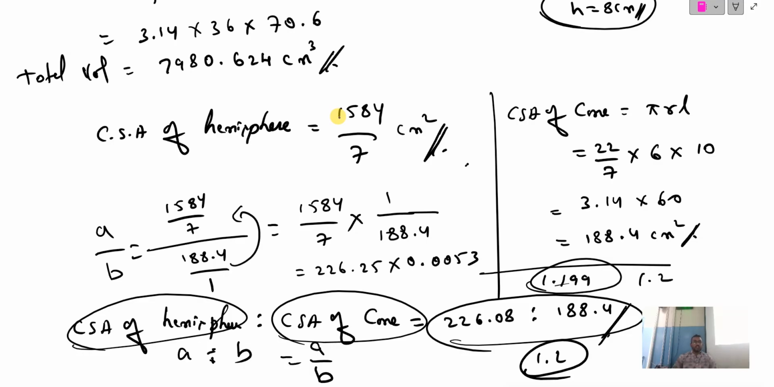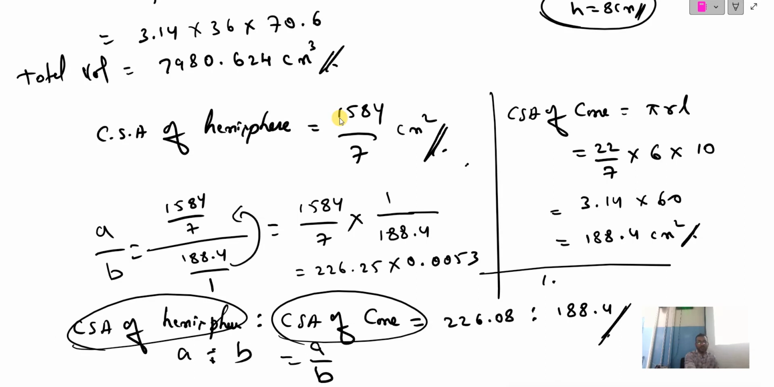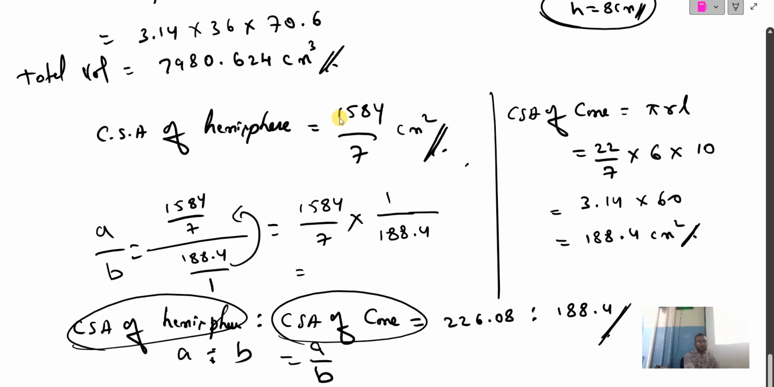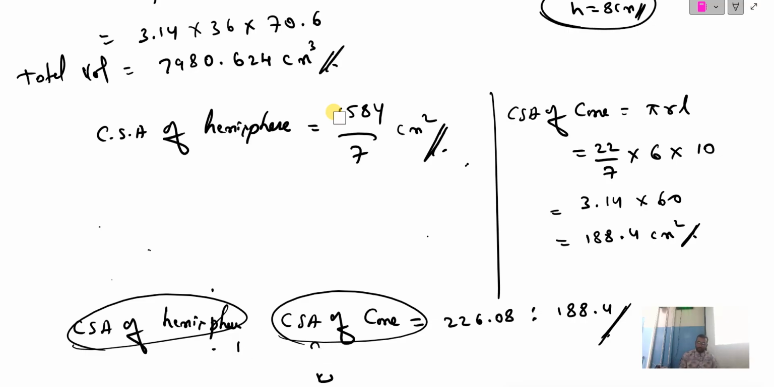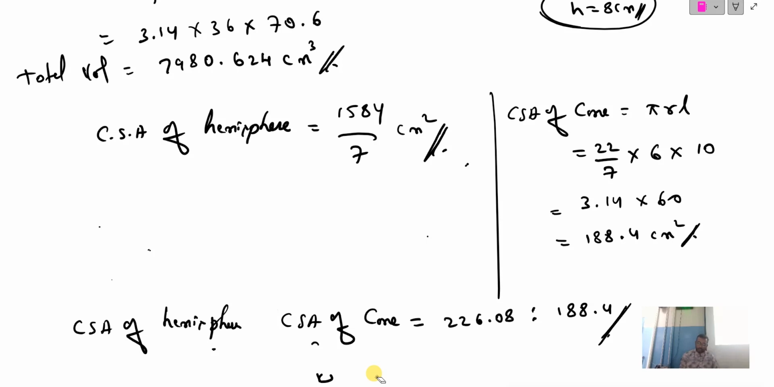So directly you write here 1584 by 7. 1584 by 7 is 226.25. This answer is in centimeter square. The other answer, 188.4, write the same here. Curved surface area of hemisphere is to curved surface area of cone equals 226.25 is to 188.4. Enough. No need to divide. Keep the answer as it is, this answer is to this answer, in ratio form. That's it. I hope you have understood this.